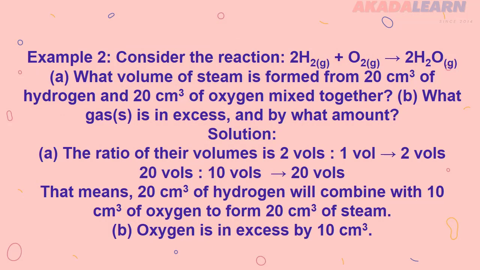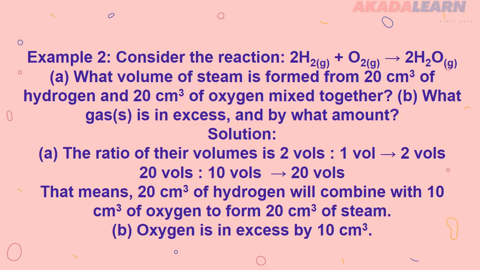So let's take a look at a second example. Consider the reaction 2H2 + O2 to give us 2H2O. A. What volume of steam is formed from 20 cm³ of hydrogen and 20 cm³ of oxygen if mixed together? B. What gas is or are in excess by the end of the reaction and what amount?